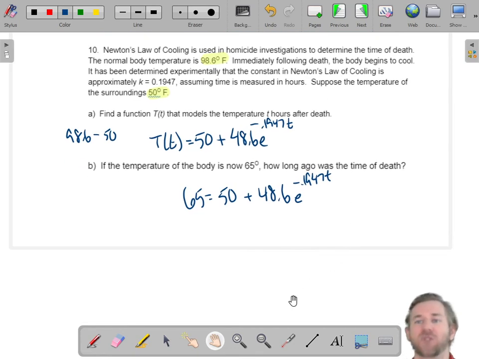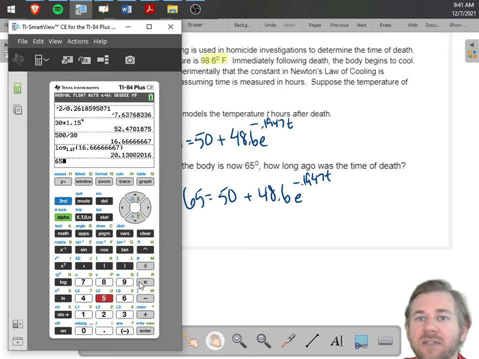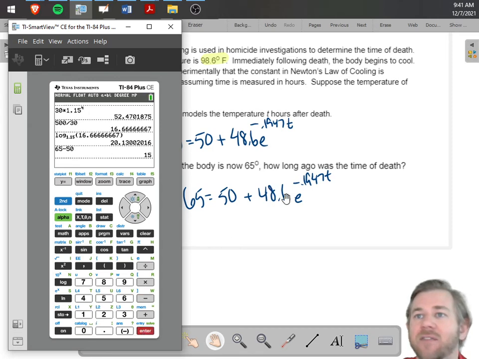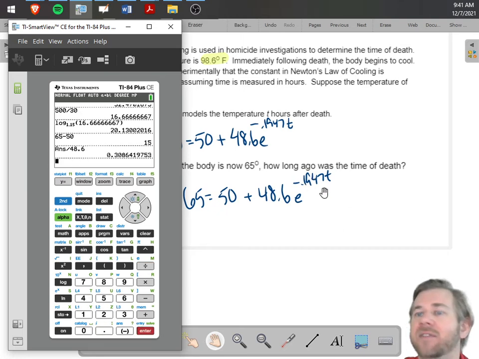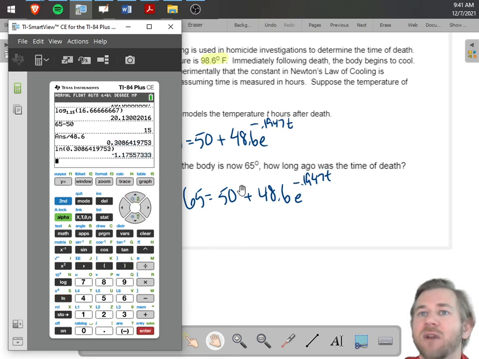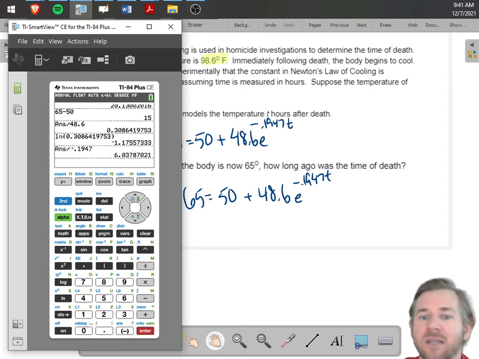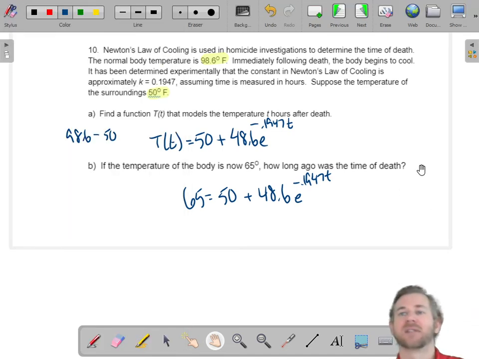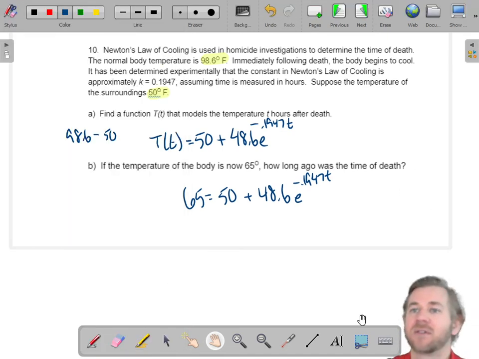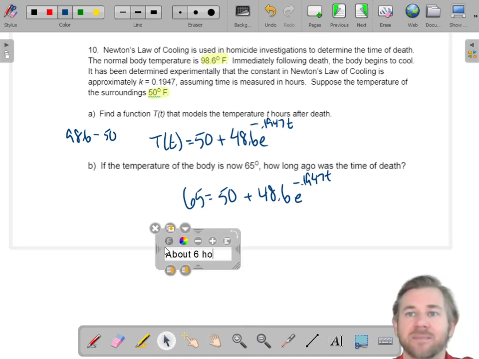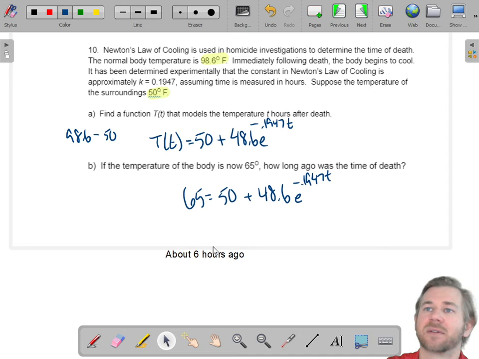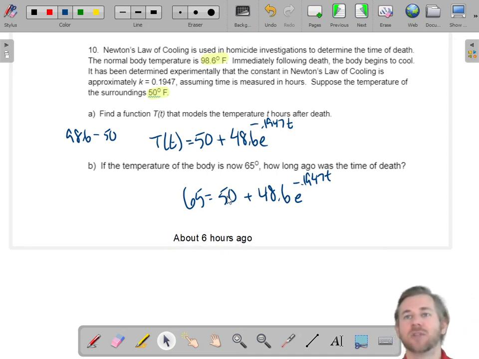So I will now subtract. I'm going to see if I can do this all in the calculator. 65 minus 50. Now I have this by itself. Divide by 48.6. Now you have e to the power of, so undo that using natural log. Now you have the exponent by itself, divide by negative 0.1947, and you get 6.03, so about 6 hours ago, which I feel like was the answer to the other one I did, about 6 hours ago. The person died about 6 hours ago. So you subtract, you divide, then you undo the base e using the natural log.